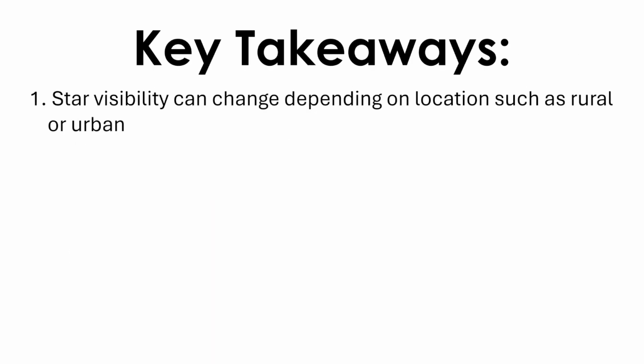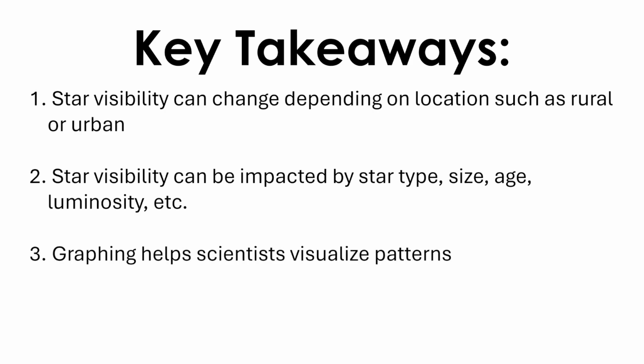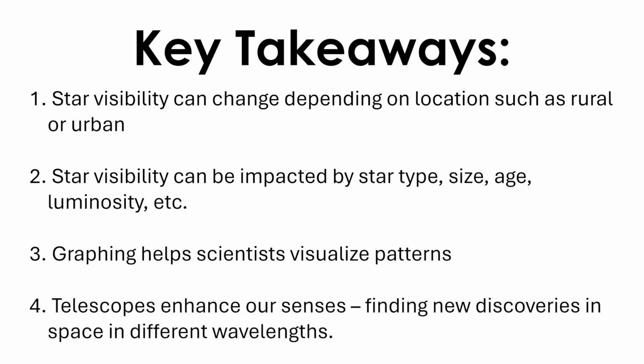Let's talk about key takeaways from the video. Number 1, star visibility can change depending on location, such as rural versus urban. Number 2, star visibility can be impacted by star type, the size of the star, the age of the star, the luminosity, which is the brightness, and other star characteristics. Number 3, graphing helps scientists visualize patterns. And number 4, telescopes enhance our senses, finding new discoveries in space in different wavelengths.